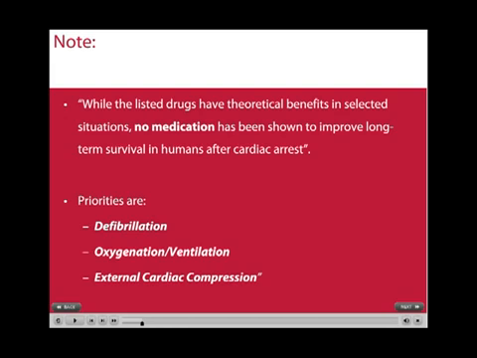Although the drugs that are used in advanced life support have a lot of theoretical benefits in selected situations, no medication has been shown to actually improve long-term survival in humans after cardiac arrest. Your immediate priorities in cardiac arrest are CPR, external cardiac massage, defibrillation, and oxygenation and ventilation.